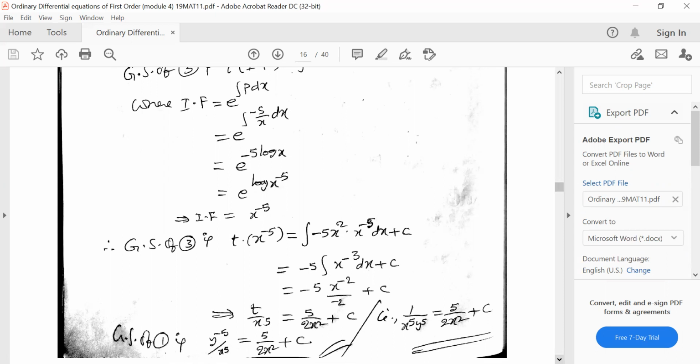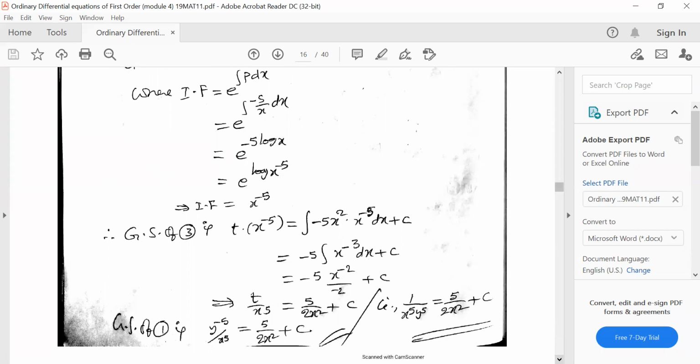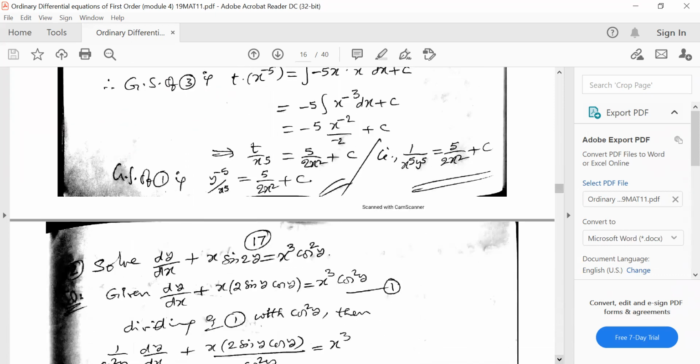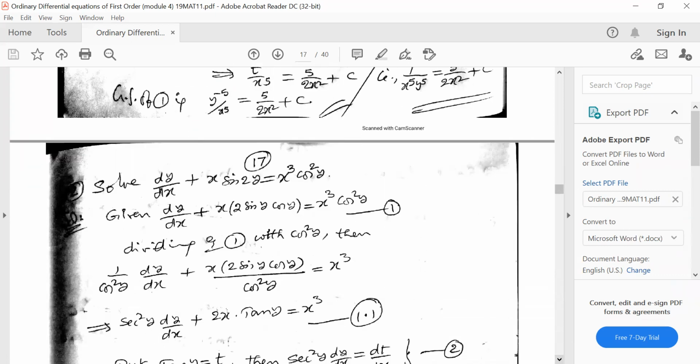We got it in t, but we should not end the problem in t, because that is what we have assumed for our convenience. So write back the t we have assumed, that is y power minus 5, and end the solution in x, y and constant. So this finishes the problem. Like that, many problems you can check.